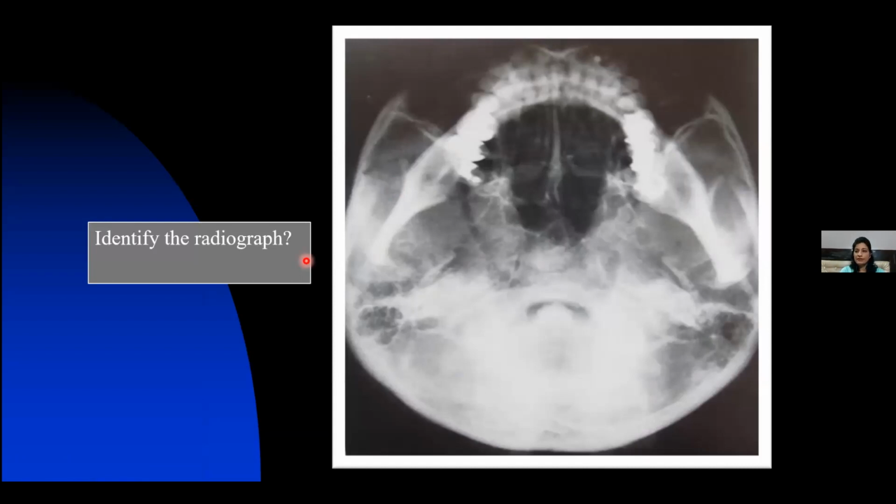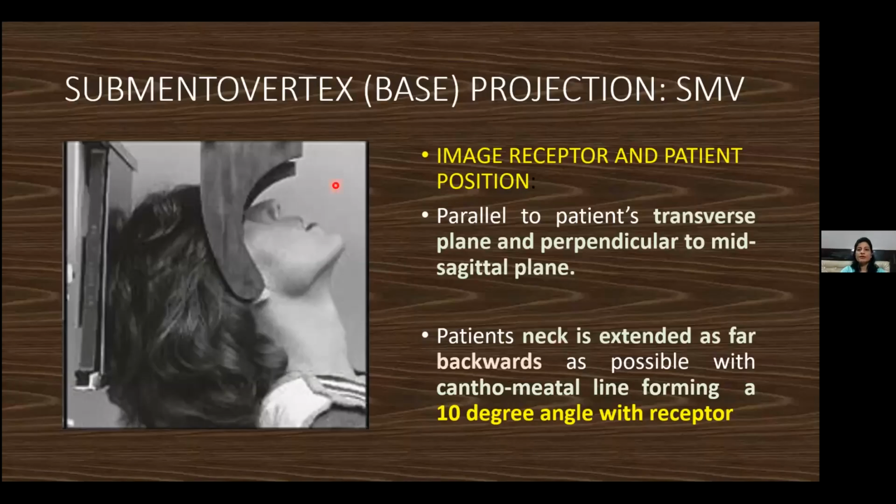So how can you identify it? Submental vertex is what kind of projection? Which plane? Transverse plane. So it is a base of skull projection, right? Can you see the base of the skull here? I can see the foramen magnum here. So if I can see the base of the skull in a transverse projection, it is submental vertex.